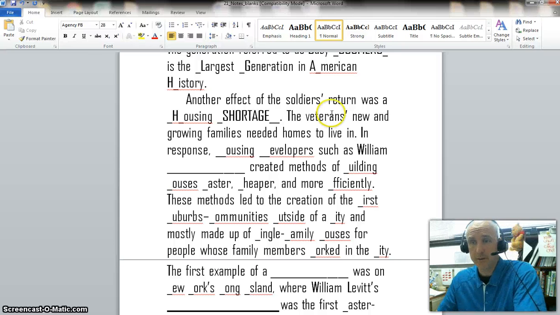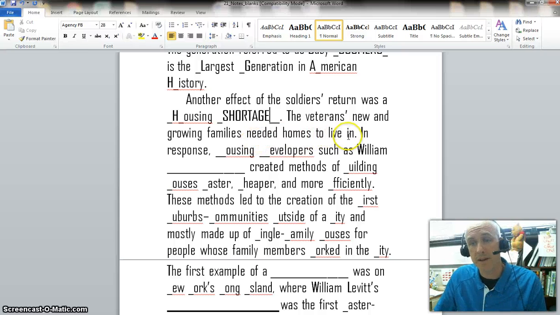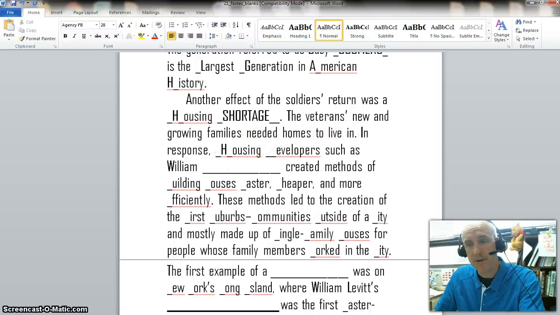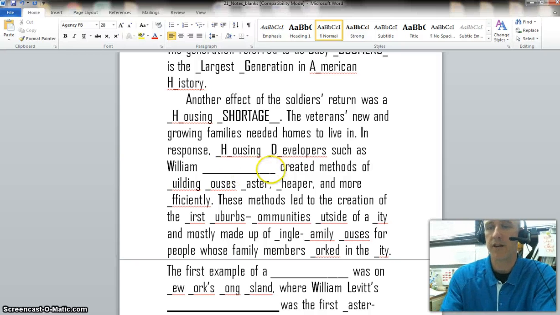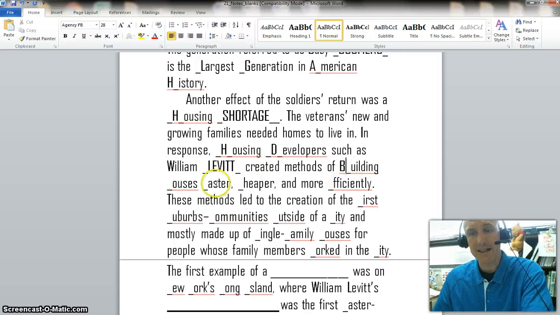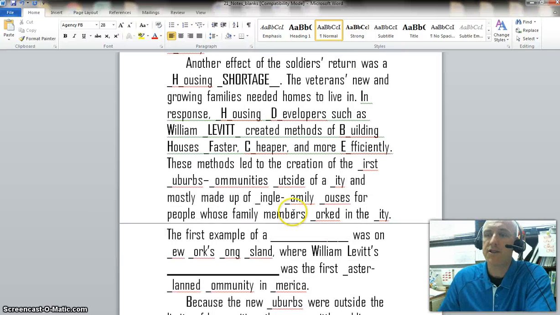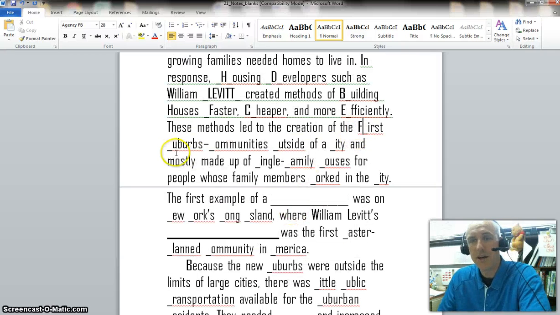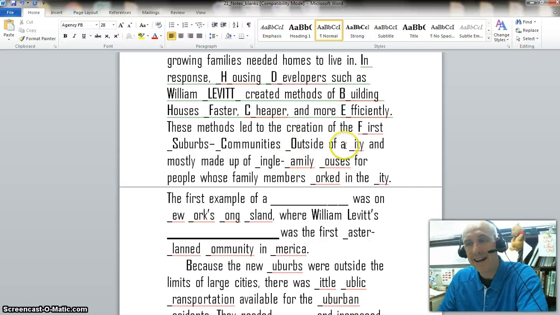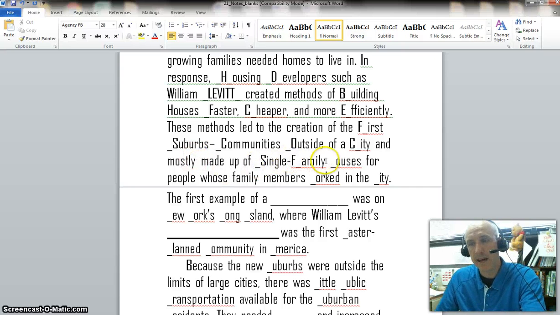Another effect of the soldiers' return was a housing shortage. This would have been a great time to be a builder because there just weren't enough houses for everybody. The veterans' new and growing families needed homes to live in. In response, housing developers such as William Levitt created methods of building houses faster, cheaper and more efficiently. These methods led to the creation of the first suburbs, communities outside of a city, mostly made up of single-family houses.